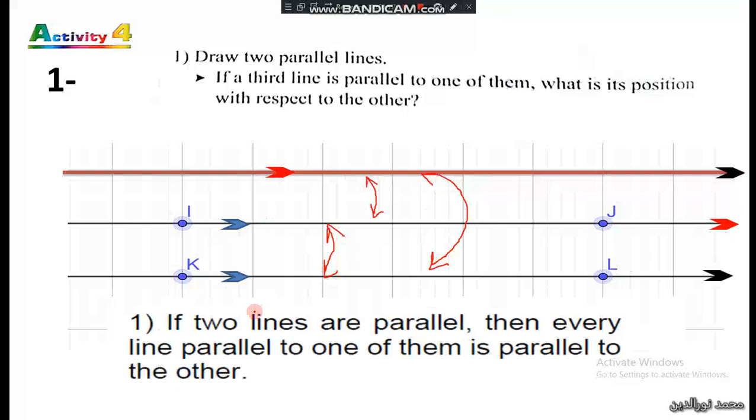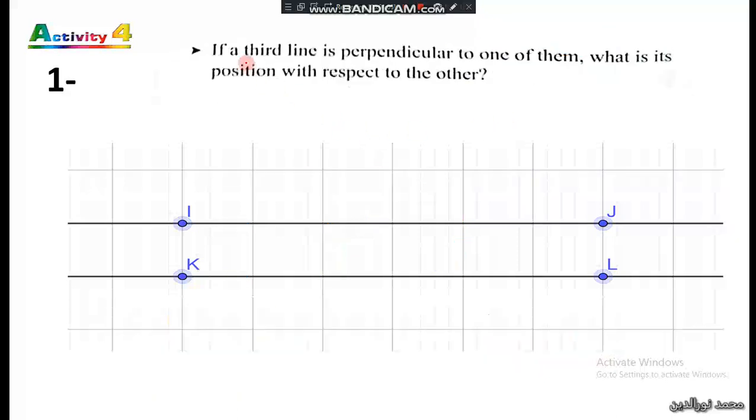So if two lines are parallel, then every line parallel to one of them is parallel to the other. It's an Euclidean postulate. And then we have again these two parallel lines.